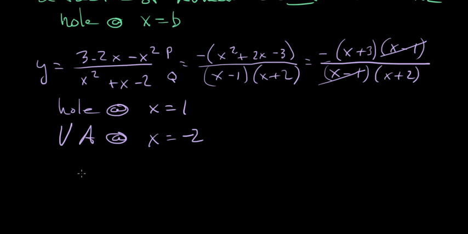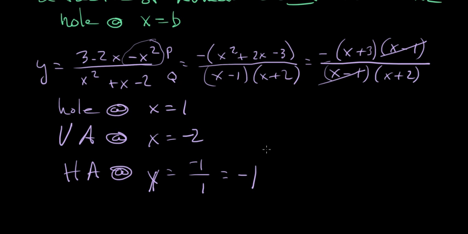Okay? So I've got to use the horizontal asymptote rule, which says that the lead coefficient, now if I put this p in standard form, this is going to be my lead term, and the coefficient there is negative 1. So horizontal asymptote at negative 1 over 1, which equals negative 1. Okay? So I've got a horizontal asymptote at y equals negative 1.